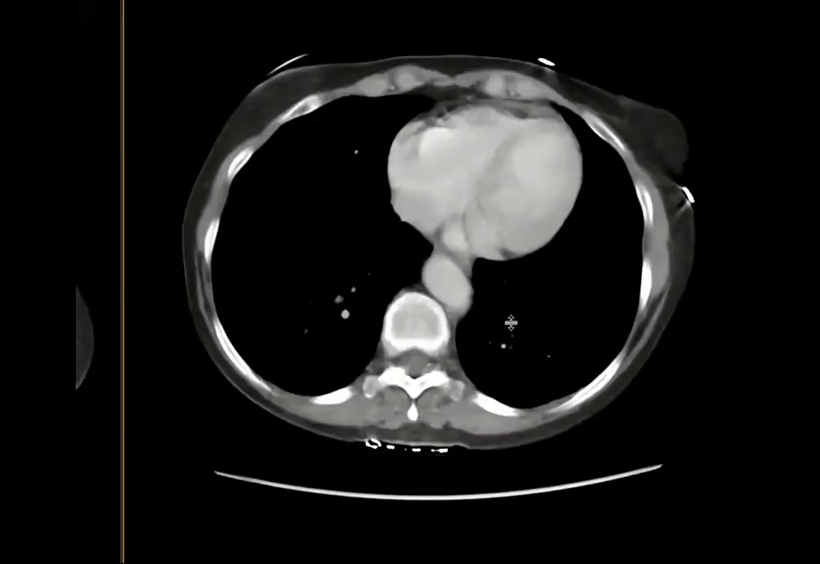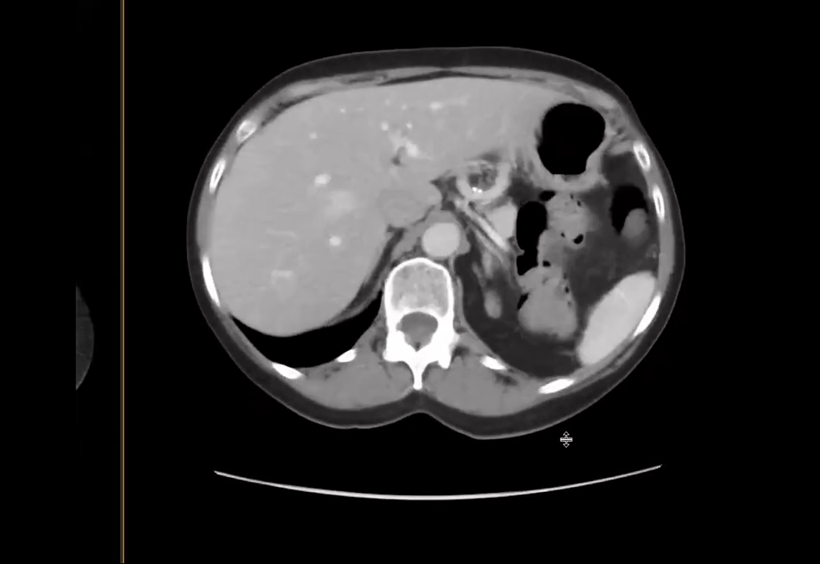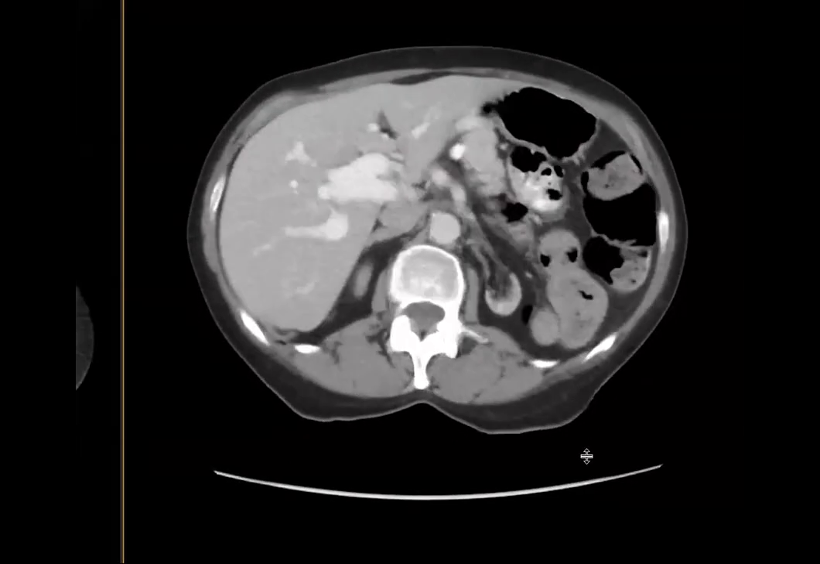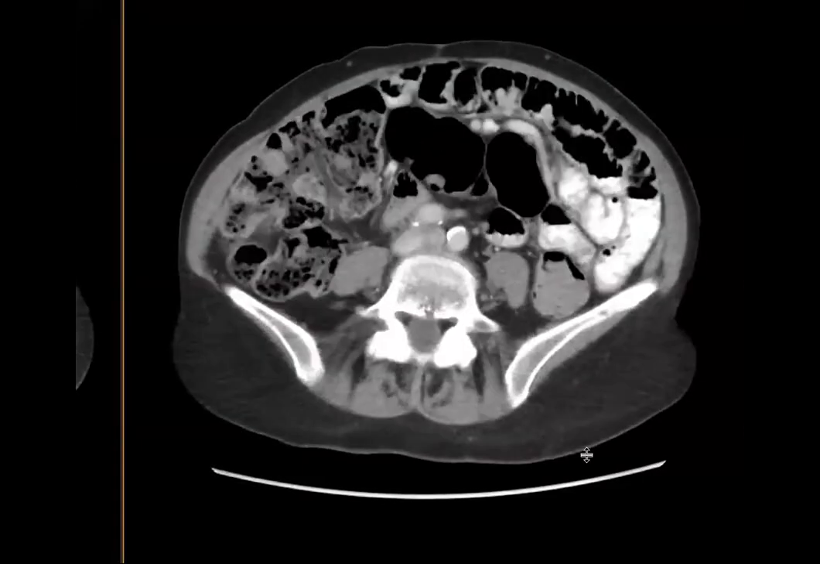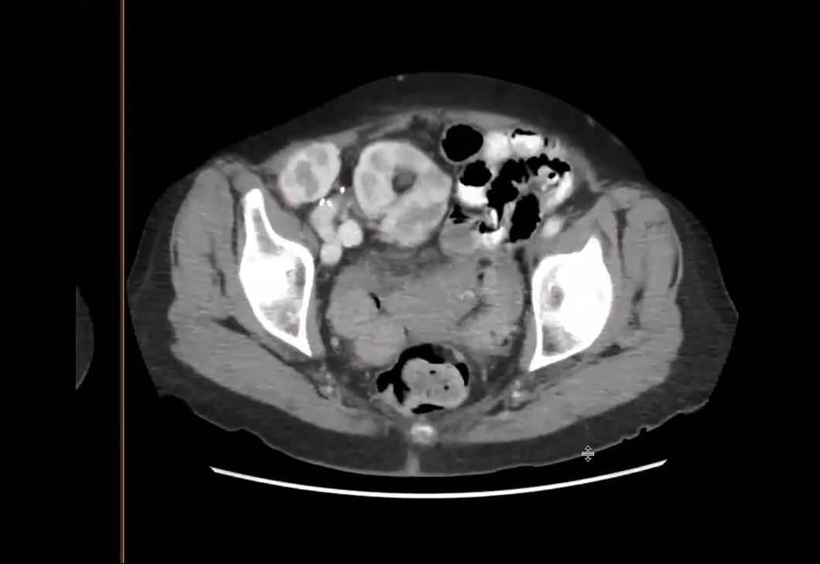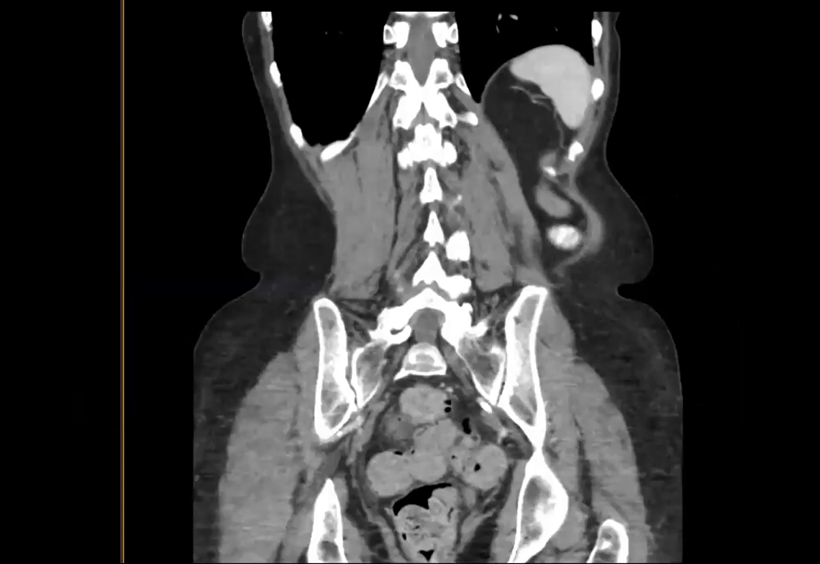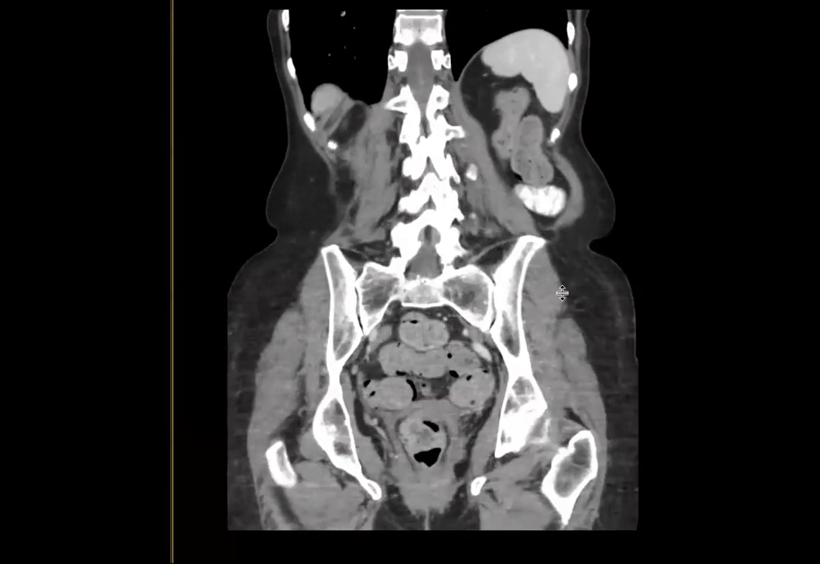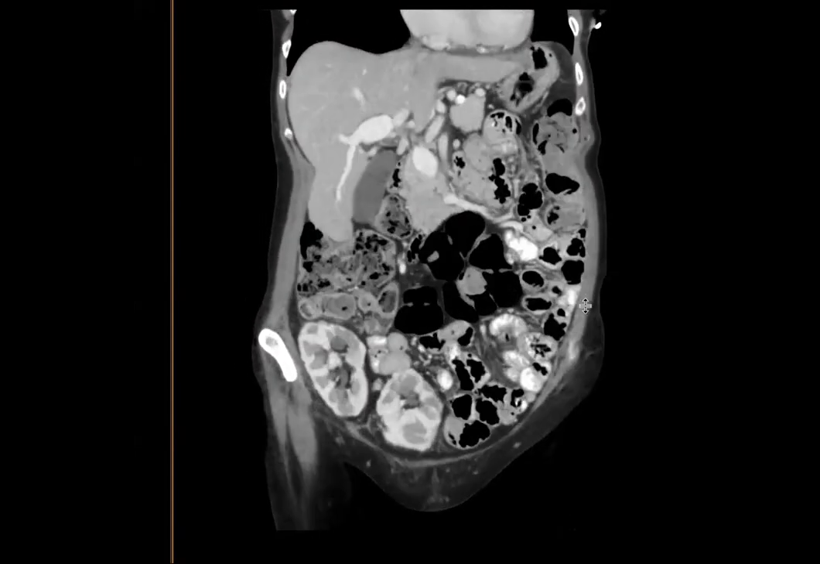So this is a cute one. And again, I'm going to encourage the residents to keep an eye as I scroll through, and then once I finish, tell me what you see. I won't provide any history right now. And then I'm going to show you the coronal as well. Here we go. Anything that catches your eyes?